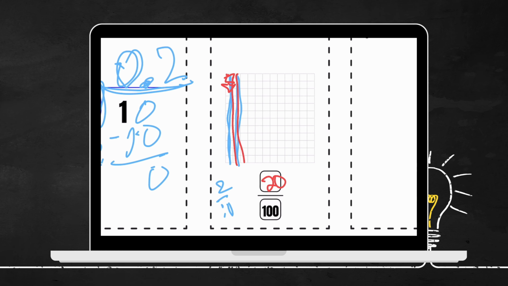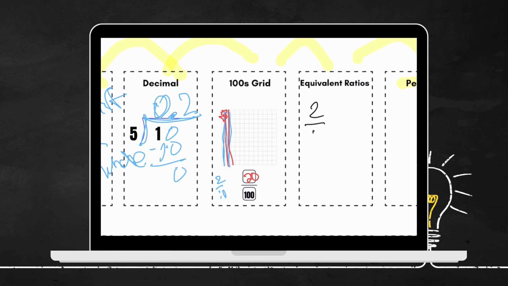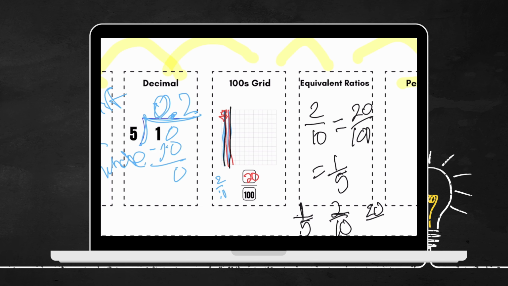So we already have 2 equivalent fractions that we can now write in our next column. We have 2/10, because I'd have 2 strips of 10, is also equivalent to 20 hundredths, which is also equivalent to our starting fraction, 1/5. And when we talked about equivalent ratios, we talked about what that progression looks like, which you can create by multiplying or dividing the numerator and the denominator by the same number. And we can see that pattern here when we go from 1/5 to 2/10 to 20 hundredths.